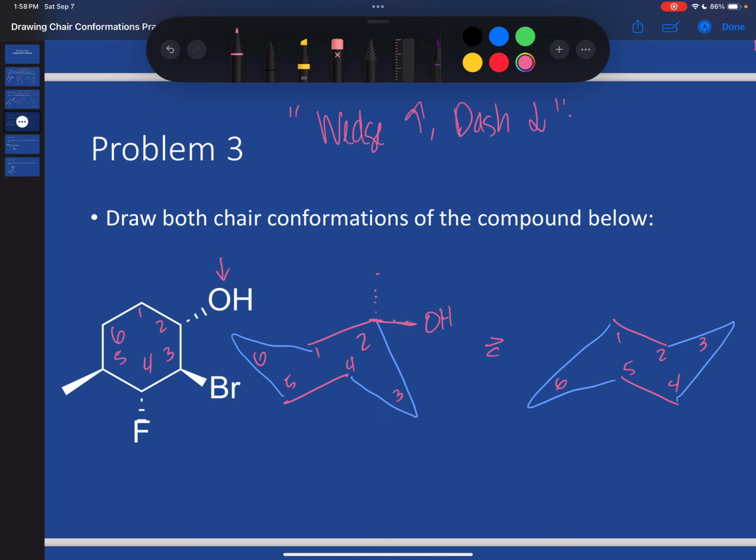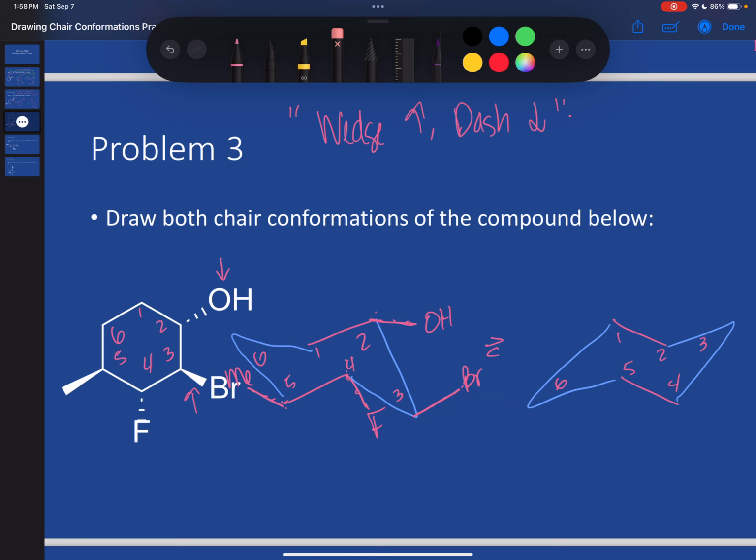On 3, I have a wedge, so that should be up. So here's equatorial, there's axial. So equatorial is where I would want to be since it's the up. On 4, here's my axial, here's my equatorial. Well, equatorial, I would want that fluorine down. And then on 5, here is down and axial, equatorial is up, and that's where I want that methyl group to be, up. All right, so here's my first chair.